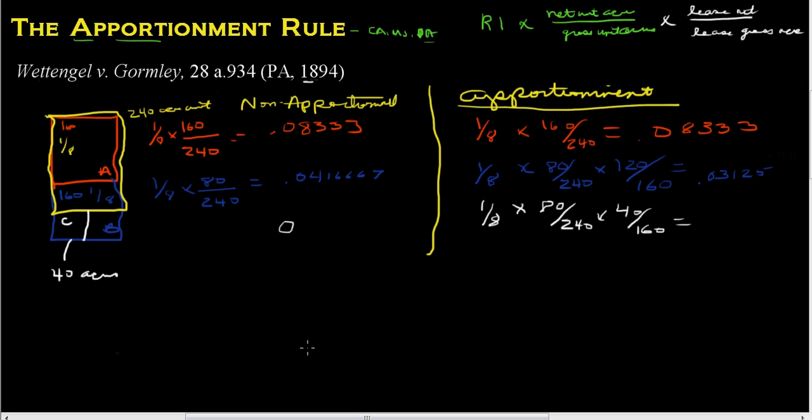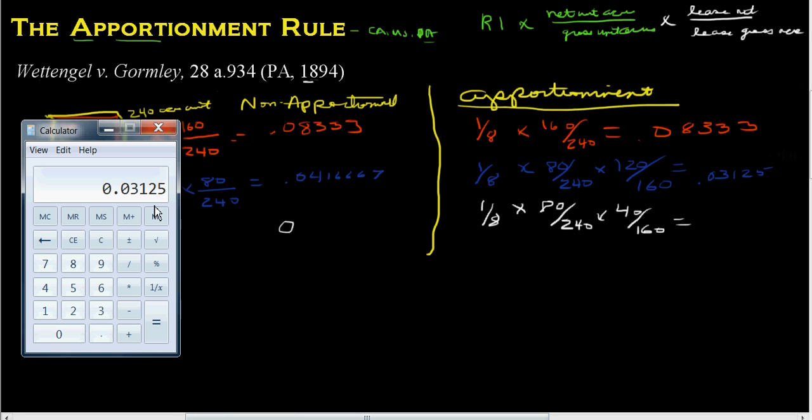So let's look at what C's interest would be under the apportionment rule. And that interest would be 0.125, 1/8 royalty, times 80 acres that are in the unit, divided by 240, times this additional calculation of 40 acres divided by the total lease acres of 160. So now C has an interest of 0.01041666.